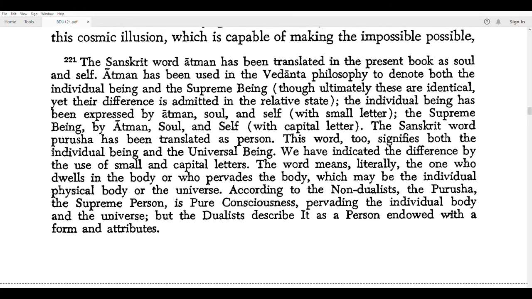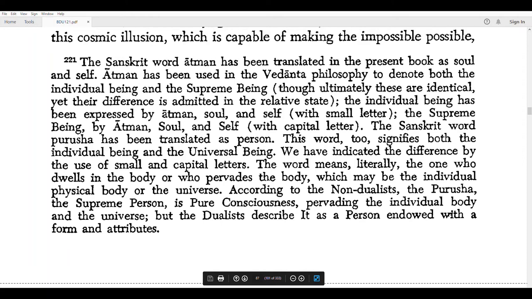The Sanskrit word Atma has been translated in the present book as soul and self. Atma has been used in the Vedanta philosophy to denote both the individual being and the supreme being. Though ultimately these are identical, yet their difference is admitted in the relative state. The individual being has been expressed by atma, soul and self with small letter, the supreme being by Atma, Soul and Self with capital letter.